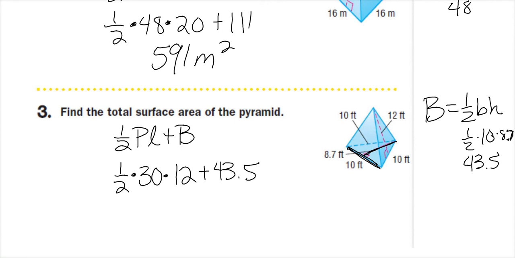So then we're going to do 1/2 of 30 times 12 plus 43.5, and we get 223.5, and that's going to be square feet. Okay, let's go ahead and move on.